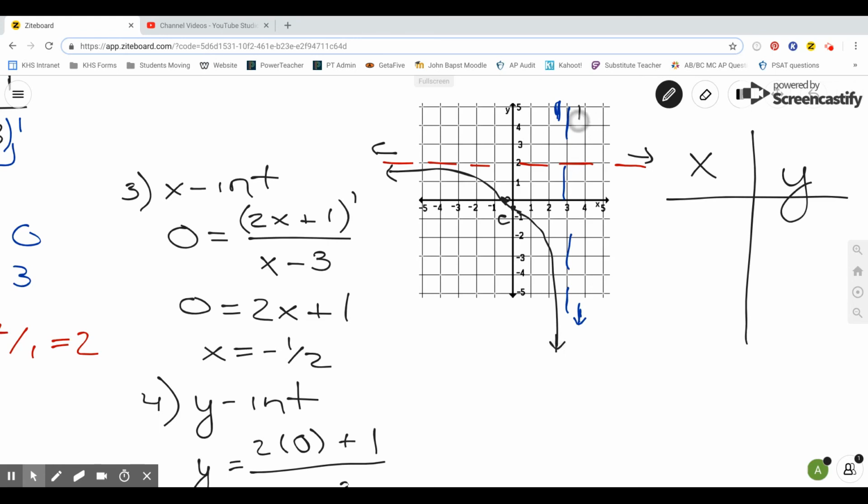So I know it has to be coming from the positive direction on the right side of the vertical asymptote. And I know it has to follow my horizontal asymptote, and I know it can't cross the x-axis. So then it's just a matter of connecting those two pieces. And I get this for my function.